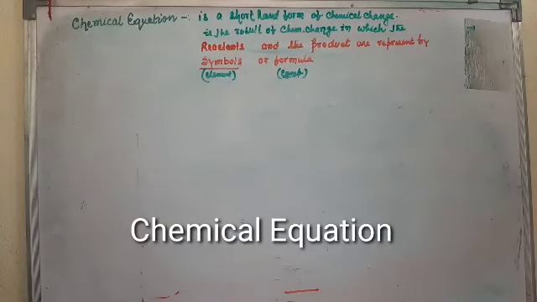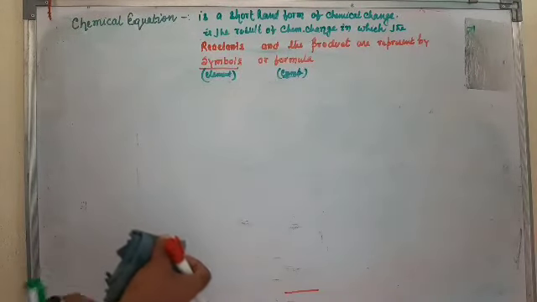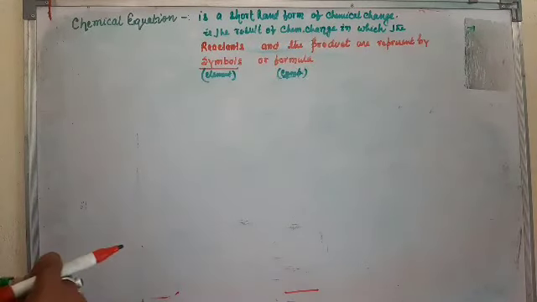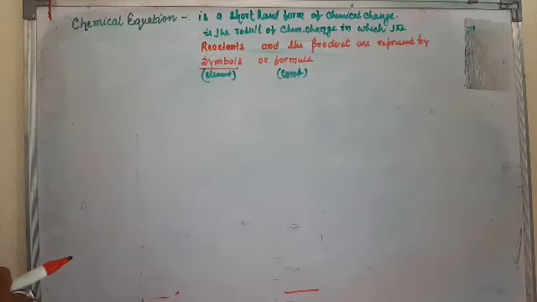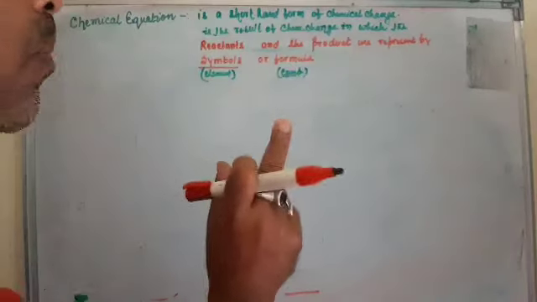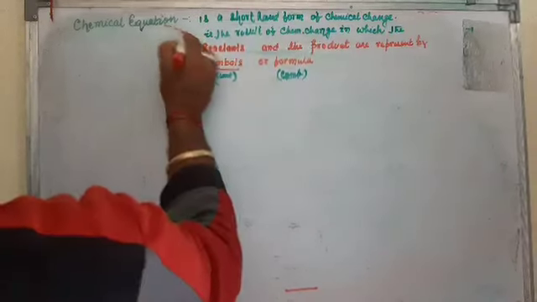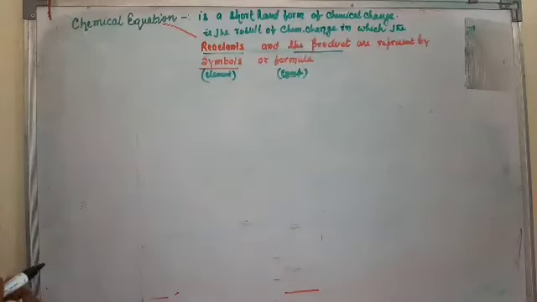So now, chemical equation. What is a chemical equation? There are many definitions, but according to my concept, a chemical equation is a shorthand form of chemical change. You can also say it is the result of chemical change in which the reactants and the products are represented by symbols or formulas.